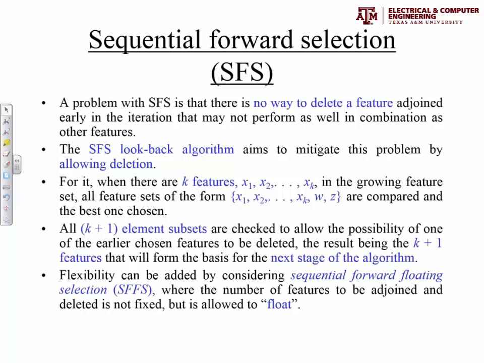And you can add flexibility by considering sequential forward floating selection, where instead of adding one feature, you could add multiple features. You can take off also multiple features. So the number of features to be adjoined and deleted is not fixed, but is allowed to float. Right. Again, these are all ad hoc techniques, right? There might be some theorems I don't know, okay, but people just use them in an ad hoc fashion.